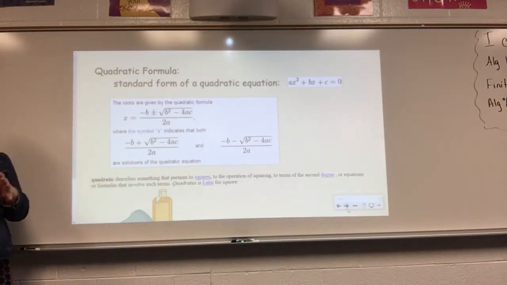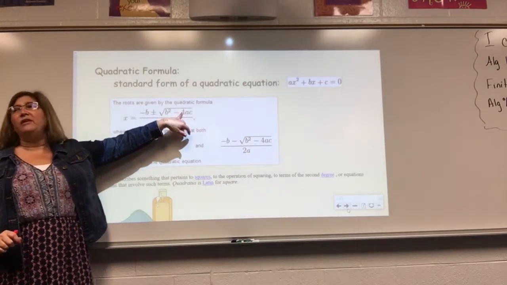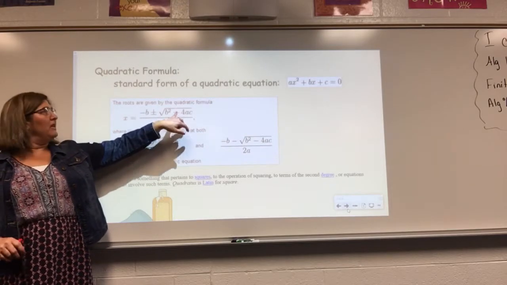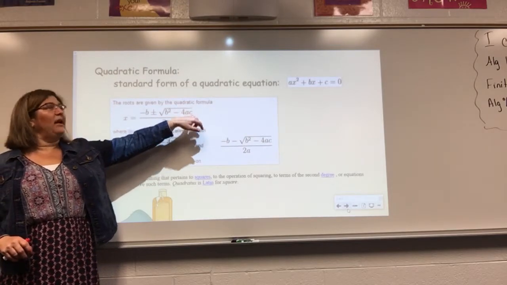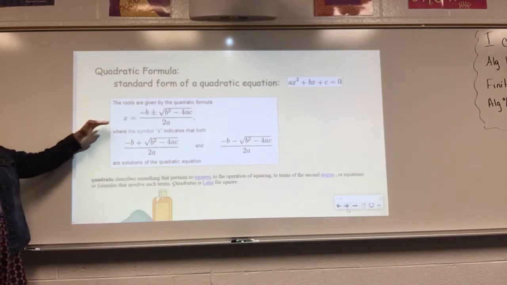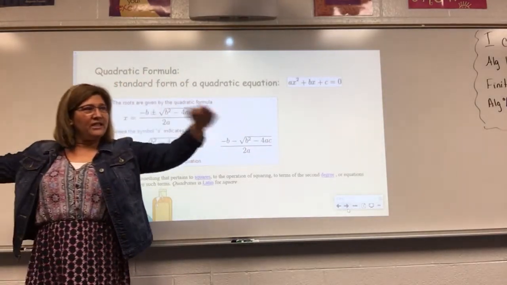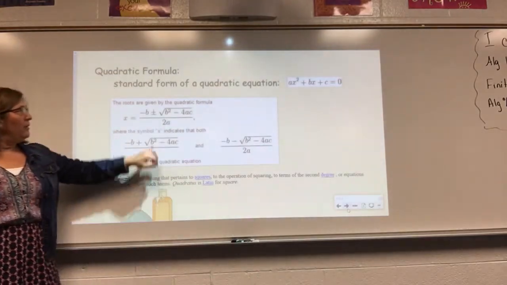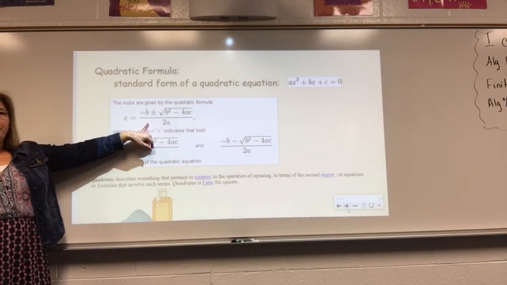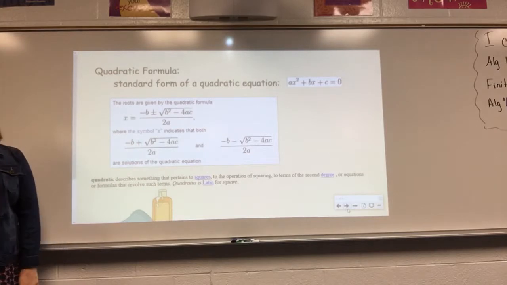Very shortcut, but you multiply a times c and negative 4. Negative 4 there is part of the equation. That's not optional. It's minus 4 times a times c. And then we're going to divide the entire numerator, from the negative b all the way to the c, everything, by 2 times a. So that's what we call the quadratic formula.